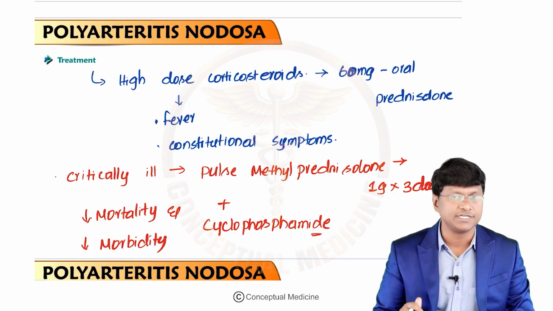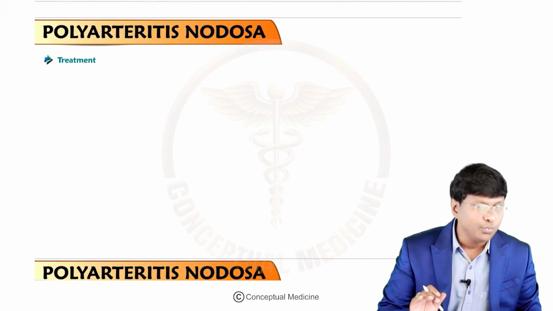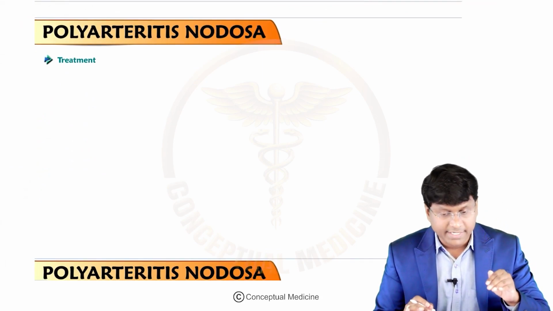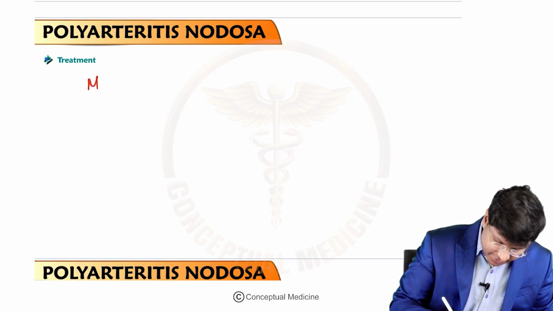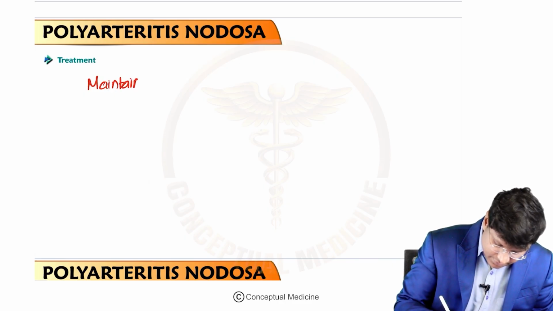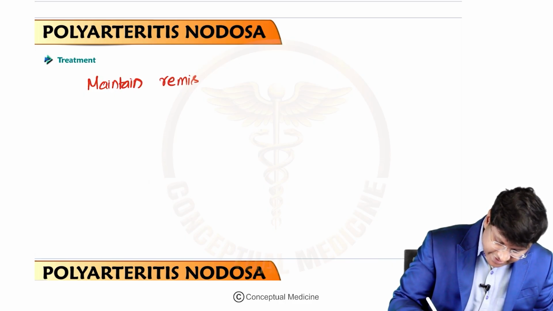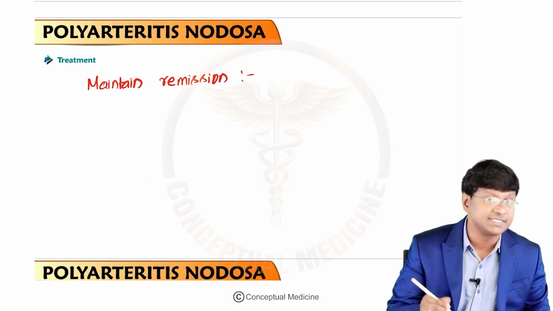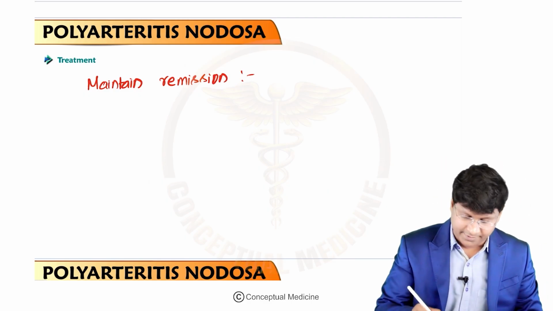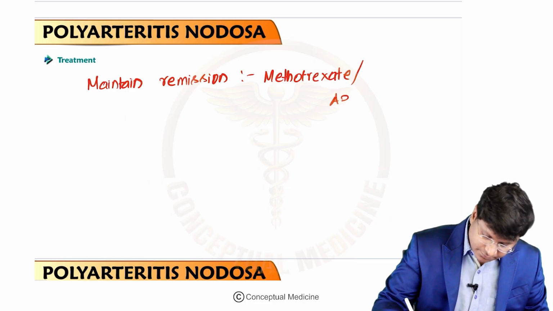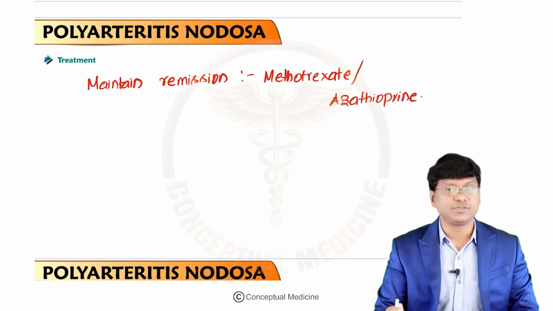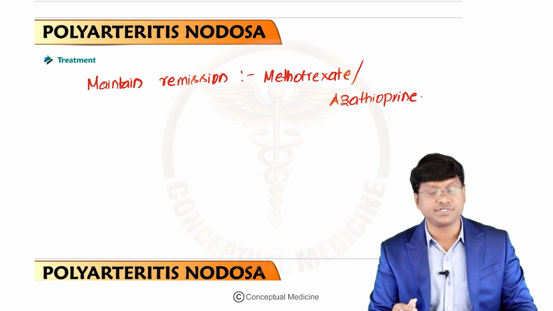Now, apart from these steroids and cyclophosphamide, in order to maintain the remission, the drugs that you need to give are methotrexate or azathioprine. Methotrexate or azathioprine are used to maintain the remissions.